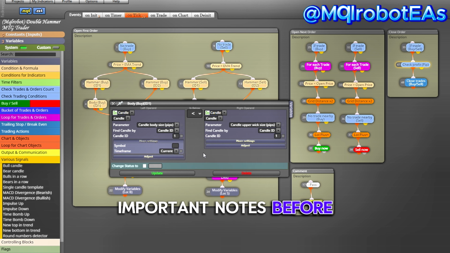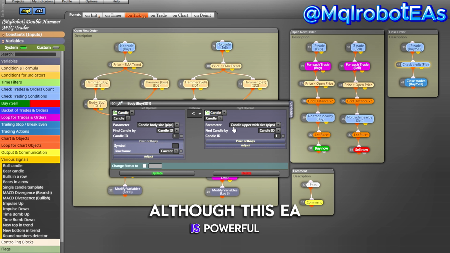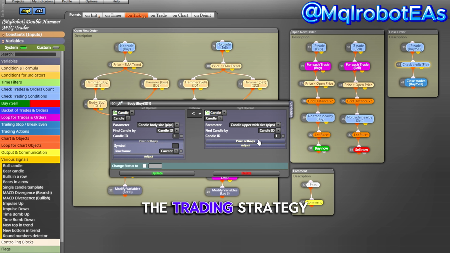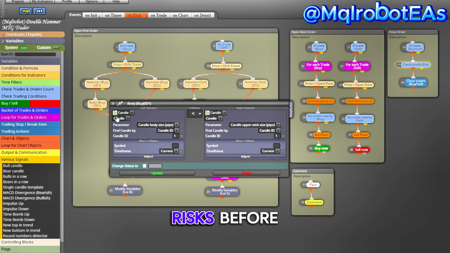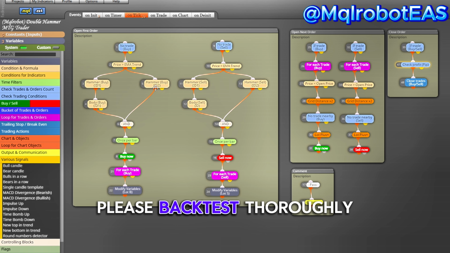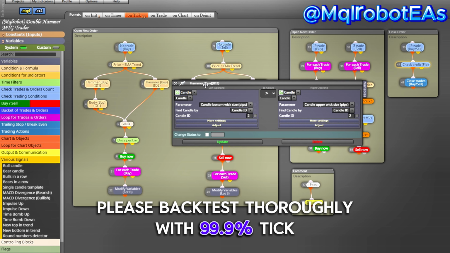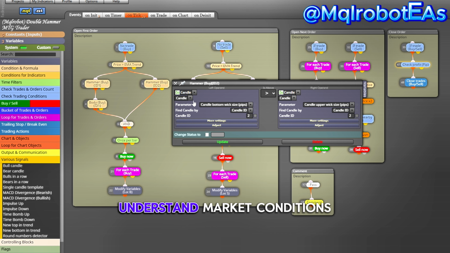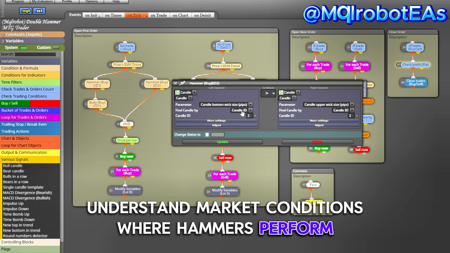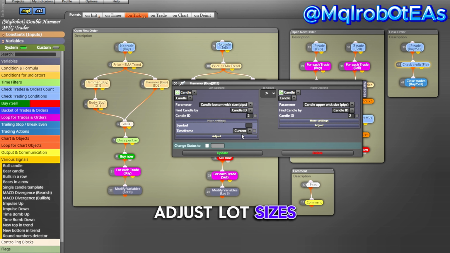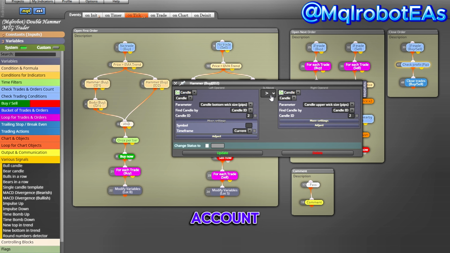Important notes before live use. Although this EA is powerful, you must understand the trading strategy and evaluate the risks before going live. Please backtest thoroughly with 99.9% tick data. Understand market conditions where hammers perform best. Adjust lot sizes and risk settings based on your account.